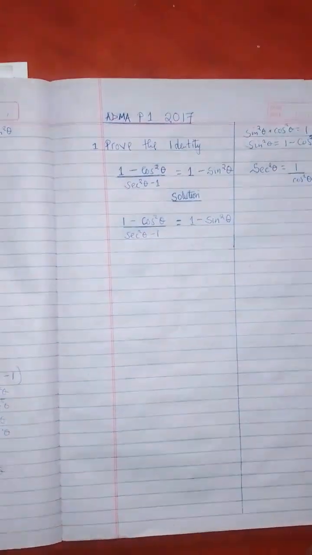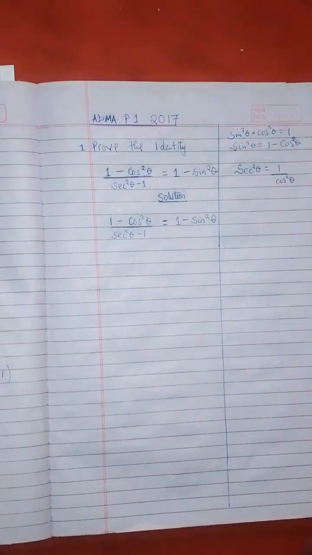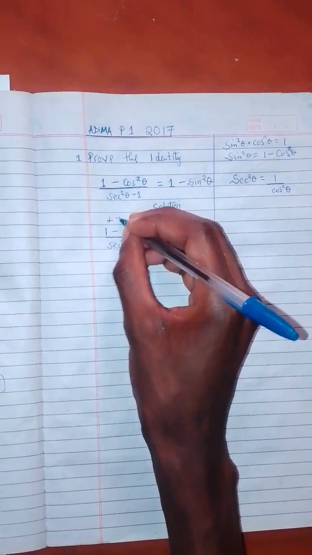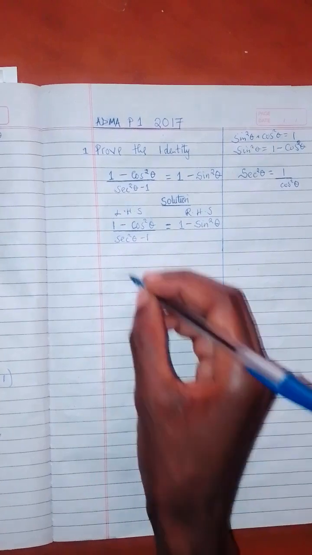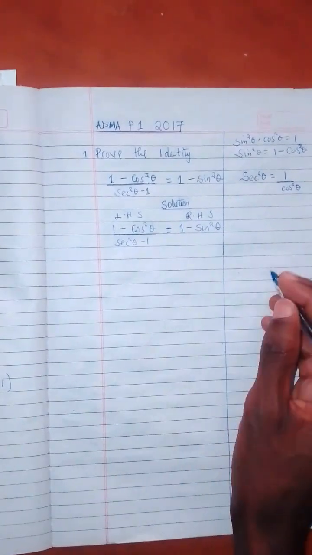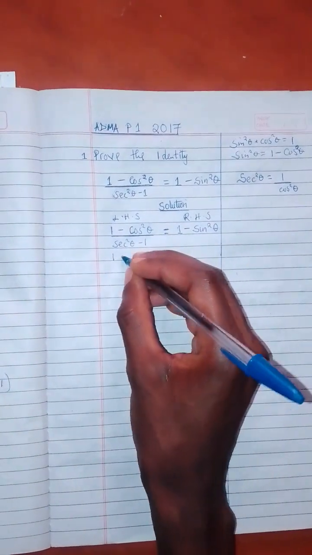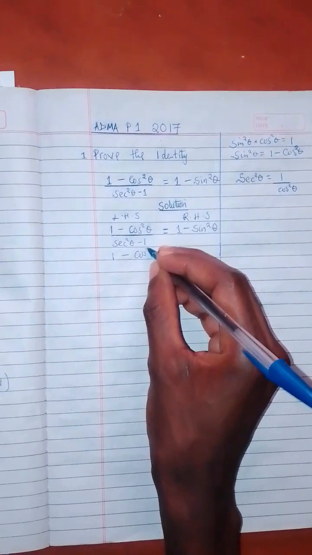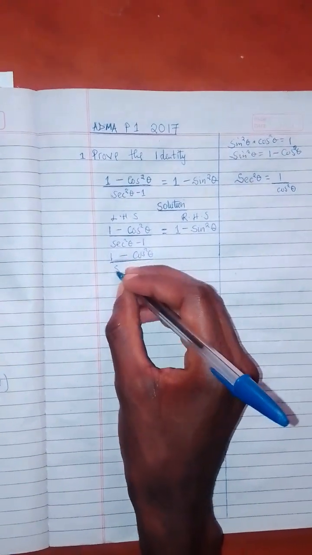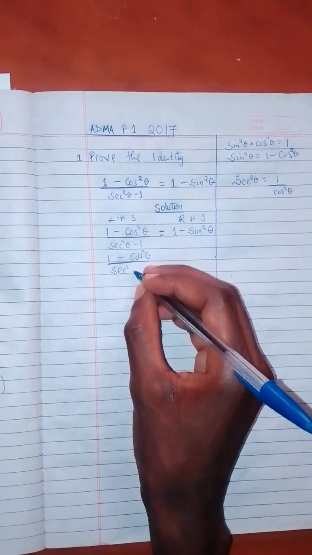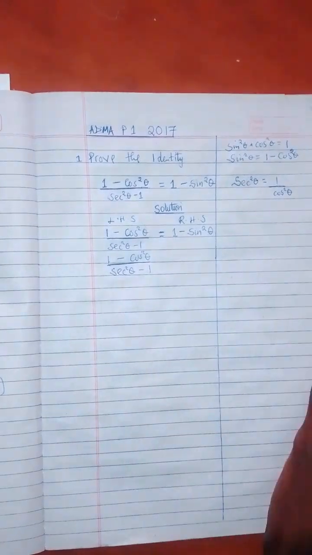So we need to get the side that is more complex. We can see we have the left hand side and the right hand side. So we can see that the one on the left hand side is the one that is more complex: 1 minus cos squared theta over sec squared theta minus 1, like this.